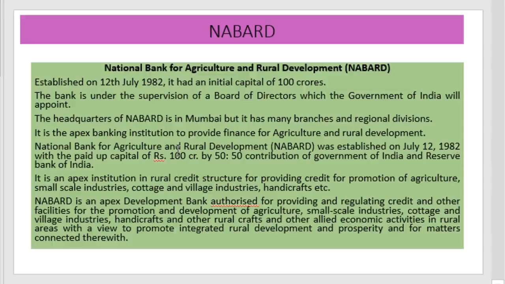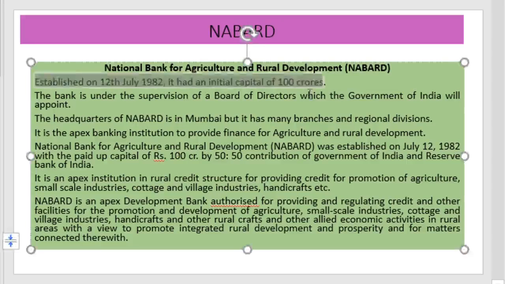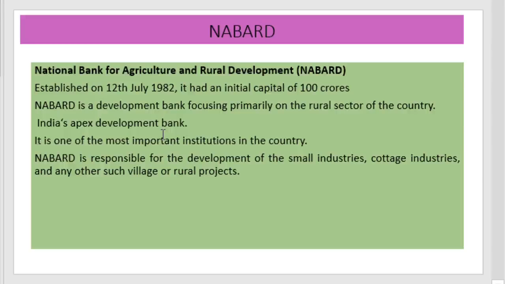It is the apex banking institution to provide finance for agriculture and rural development. NABARD stands for National Bank for Agriculture and Rural Development. It was established on 12th July 1982, and its headquarters is at Mumbai. It started with an initial capital of 100 crores, and it is a development bank that mainly focuses on the rural sector of the country.